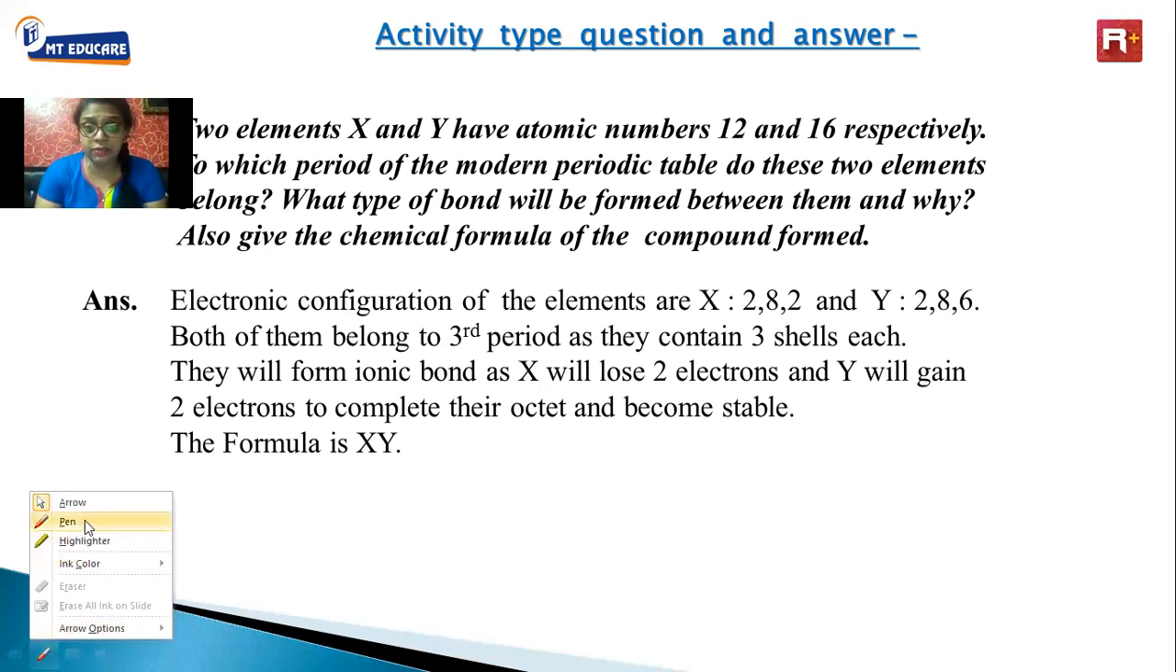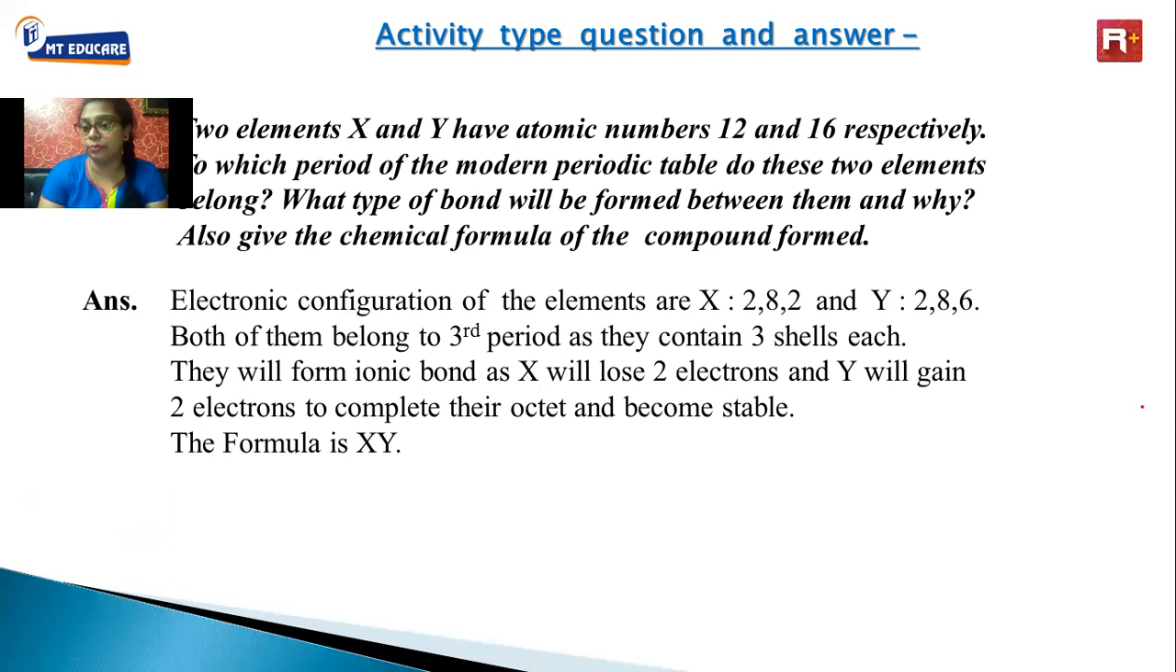also give the chemical formula for the compound formed. Now students, for chemical formula we need to know the valency. These are the two elements, X and Y. Let us see the valency for X. X's valence electrons are 2. It will donate 2 electrons, so it will have the valency of 2. Y's valence electrons are 6. It will receive 2 electrons, so Y's valency will also be 2.